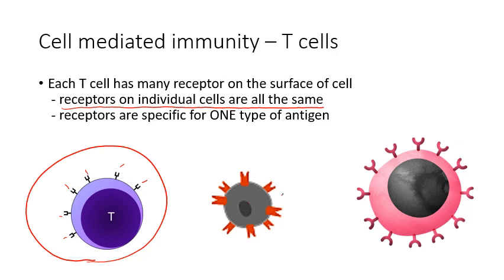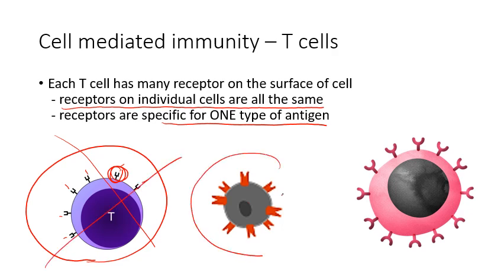Our T cells, on the other hand, have receptors that are identical because they are specific for one type of antigen only. So this T cell here that I've circled, this T cell will only be able to activate and perform its role in the body in the third line of defense if the non-self antigen that has triggered the third line of defense has a complementary shape to this receptor. If it doesn't, then this T cell will not be activated.